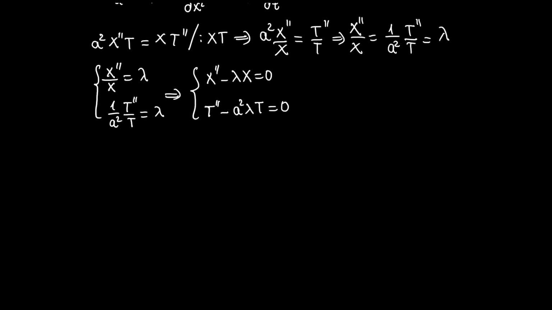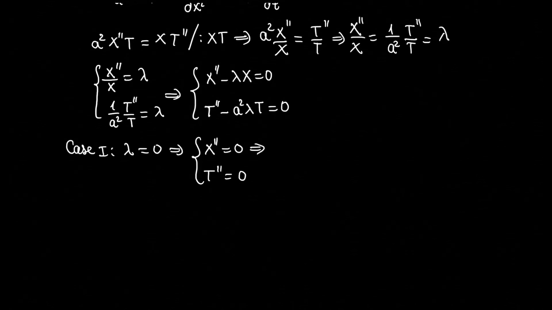Okay, now I have to evaluate the cases. I have case 1, if lambda equals 0. If lambda is 0, then I have X double prime equal to 0, because lambda is going to cancel this part, and T double prime equal to 0. Okay, by integrating once, I have X prime equal to c1, a constant. By integrating a second time, I have X equal to c1 x plus c2, like that.